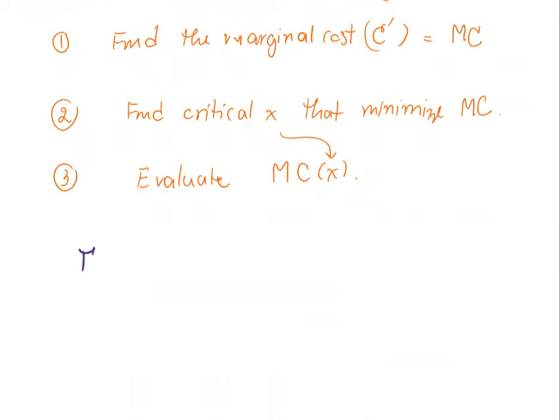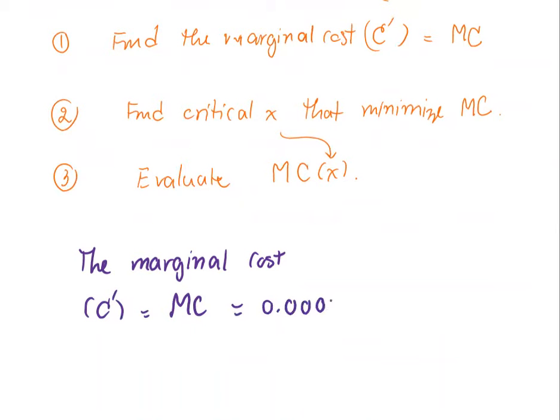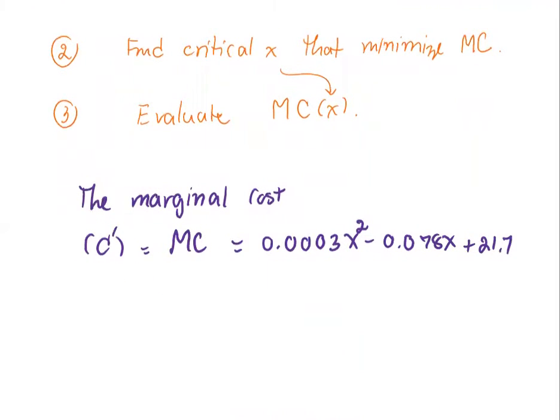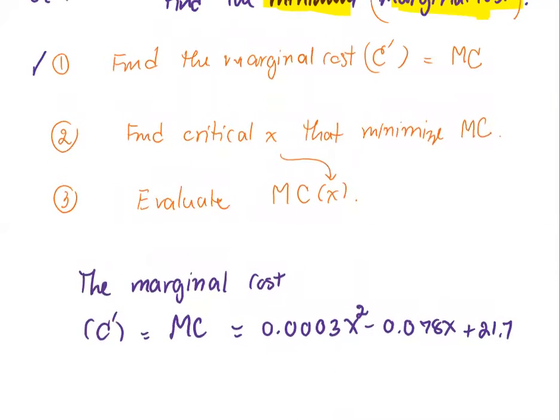We're going to find the marginal cost. I'm going to use the notation MC, the marginal cost. So the MC, which is the C prime, is a derivative, which is 0.0003 x squared minus 0.039 times 2, that becomes 0.078 x plus 21.7.